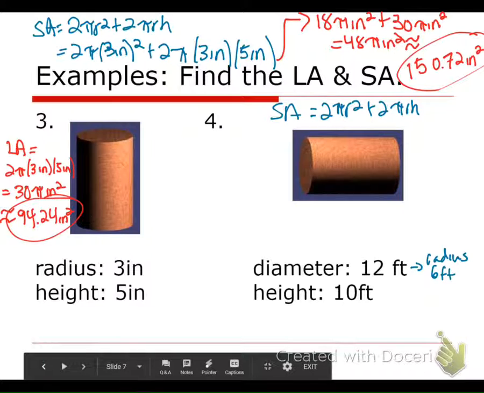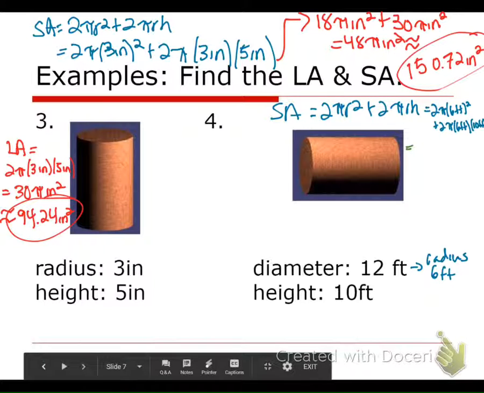6 feet. So then literally all I have to do is come up here and put it in. 2 pi 6 feet squared plus 2 pi 6 feet. What's my height? Times 10. Okay, I'm running out of space, so I'm going to write over here a little bit further. So 2 times 6 times 6. 6 times 6 is 36, because that's 6 squared. Times 2.